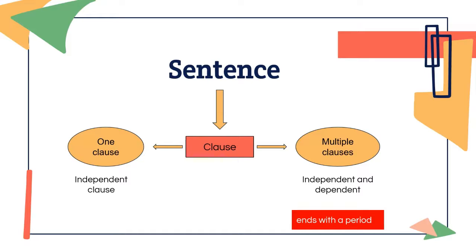A sentence can consist of one clause, which can be made of only an independent clause, or several clauses, which can be made of independent clause and independent clause, or independent and dependent clause. This combination of clauses is used to identify the type of sentences. Finally, don't forget the feature of a sentence, which always ends with a period.